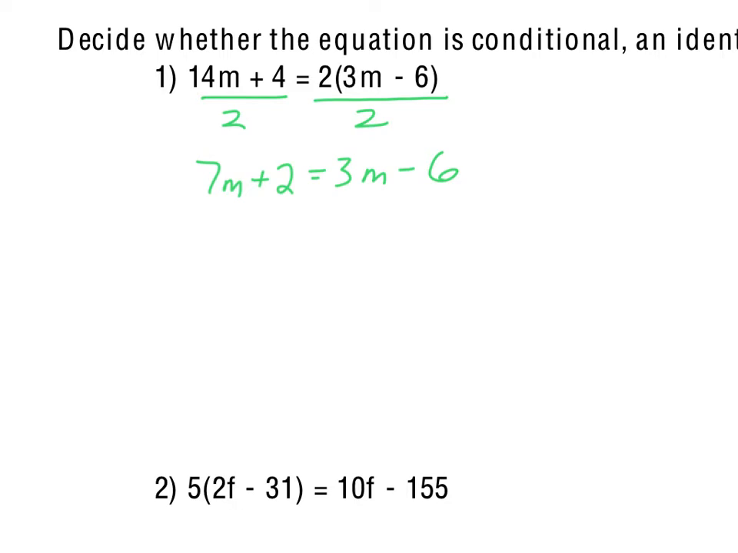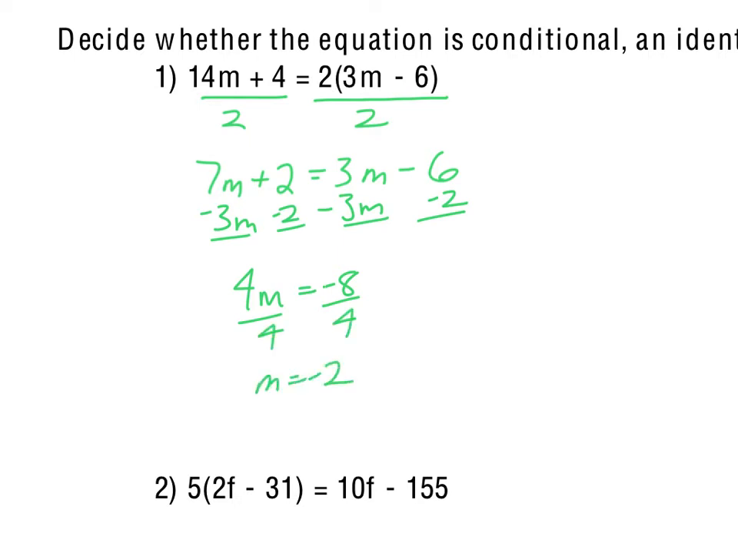So I would probably subtract the 3m from both sides. If I'm going to do that, then I'm also going to subtract the 2 from both sides. So I get 4m equals negative 8. Divide by the 4. We get m equals negative 2.